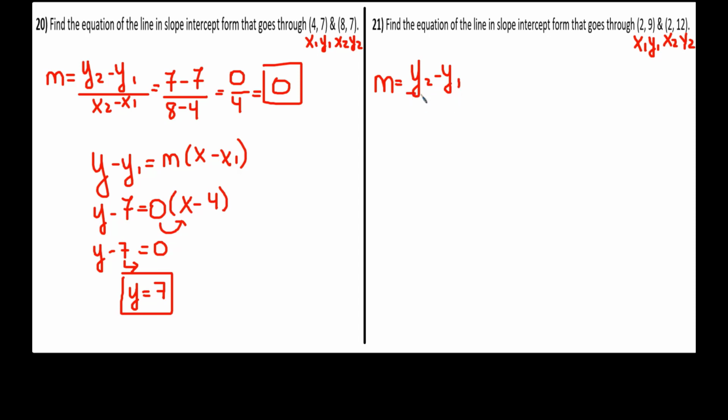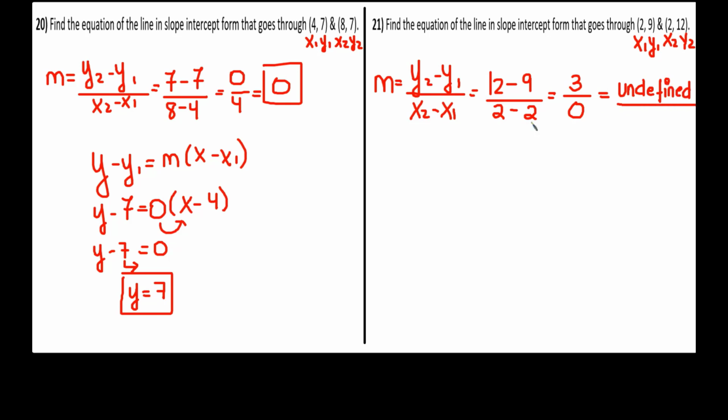Use the formula y2 minus y1 over x2 minus x1. Plug in the numbers. y2 is 12 minus y1 is 9. And then 2 minus x1 is 2 again. So 12 minus 9 is 3, and 2 minus 2 is 0. Now please remember, when the 0 is on the bottom, you cannot divide, because even if you put it in a calculator, it's going to say undefined. When it's undefined, it's going to be a special case. So that means it's not going to be an equation which starts with y. It's going to be an equation that starts with x.